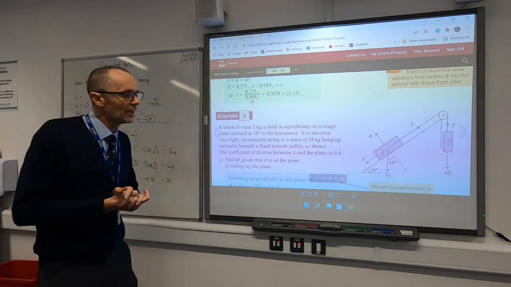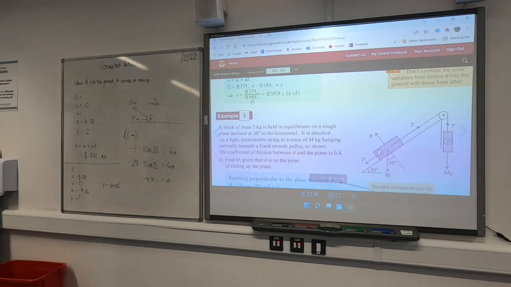Think about A: you can resolve parallel and perpendicular to the slope. Think about B: you can resolve vertically, no need to resolve horizontally for B. See if you can get somewhere with that. So no acceleration in this one. We're in equilibrium. I mean, we can use F equals ma with a equal to 0, but I tend to write that as forces one way equal forces the other.